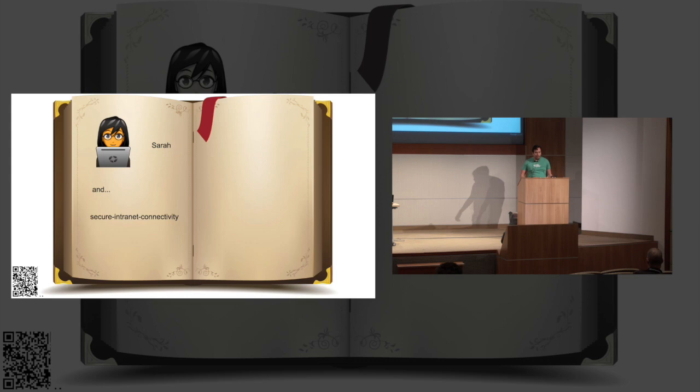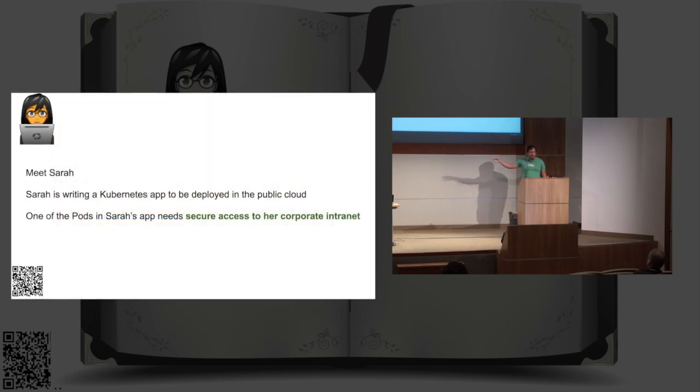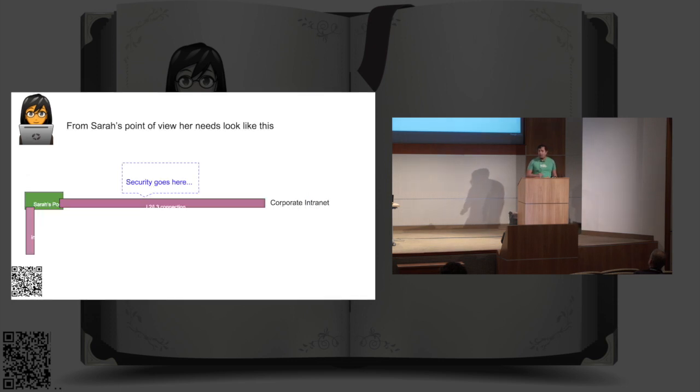So first, let me introduce you to Sarah and the secure internet connectivity. We're going to start off with a narrative of Sarah, and she's trying to gain access to a secure system. So meet Sarah. Sarah is writing a Kubernetes application that is going to be deployed into the public cloud, and one of her pods in her application needs secure access to her corporate intranet.